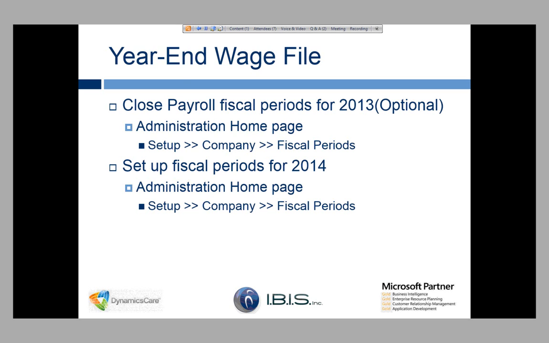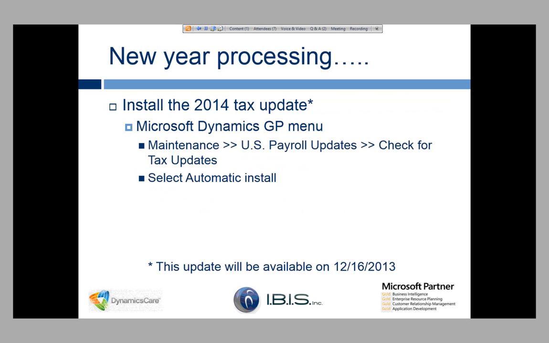And these are all done off of the administrative homepage when you go to Setup, Company, and Fiscal Periods. All right, now you're on to your New Year processing. And all you'll really need to do is install the 2014 tax update now, the one that you couldn't install earlier. And this one you can use your tax updates and install that one automatically.